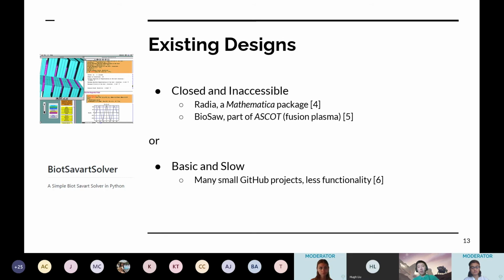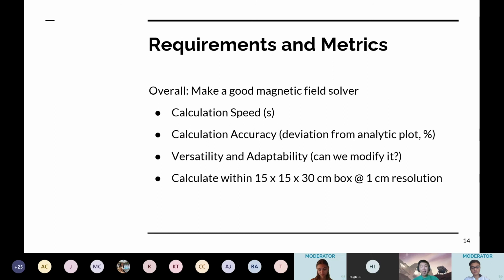We also looked for more open projects. We looked for projects on GitHub. Now, these were really good because they were open source and modifiable. But the problem with these is they were kind of slow and under-optimized. So we wanted something that was both fast and versatile. Therefore, our requirements and metrics: we want something with high calculation speed, accuracy, as well as adaptability so that we can adapt it for our experiment and also for the needs of any other atomic spectroscopy experiment or indeed anyone else working with magnetostatics. And of course, we need to be able to calculate this within our box at a resolution of 1 centimeter.